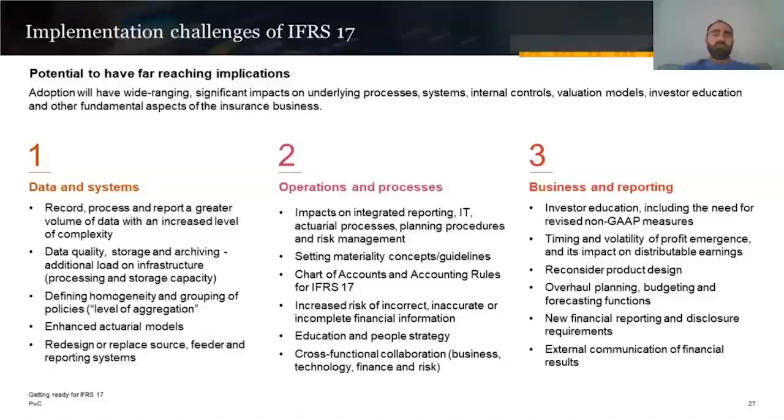So yeah, there are a lot of other implementation challenges on the slide. All of them are very valid, but I thought I'd just highlight those four or five key ones that we have found in our particular projects. Back to you, Rowan.